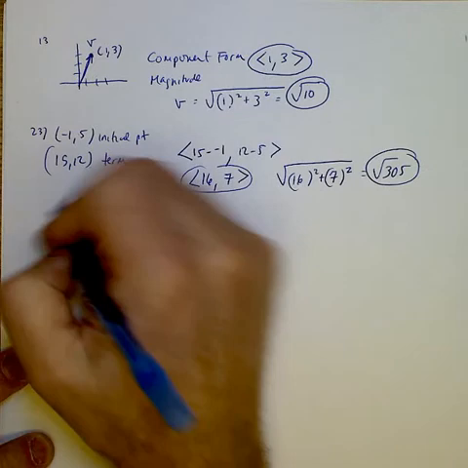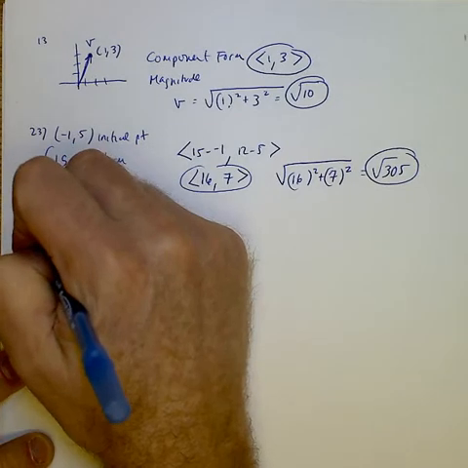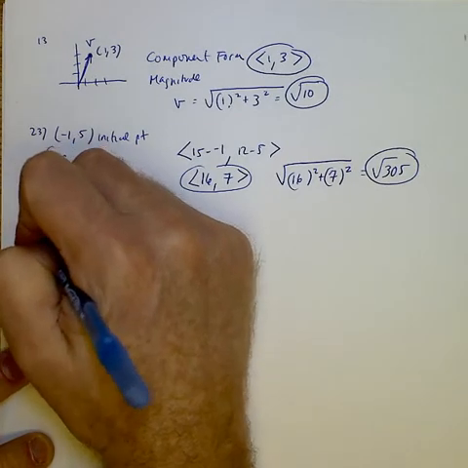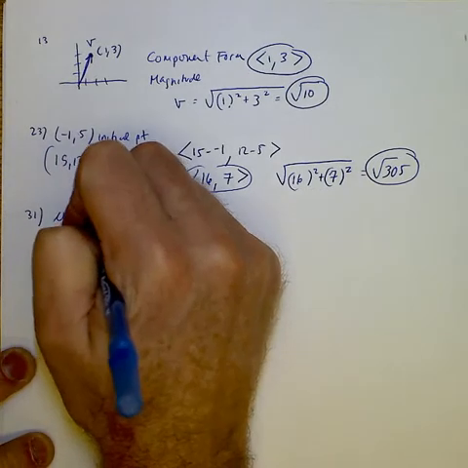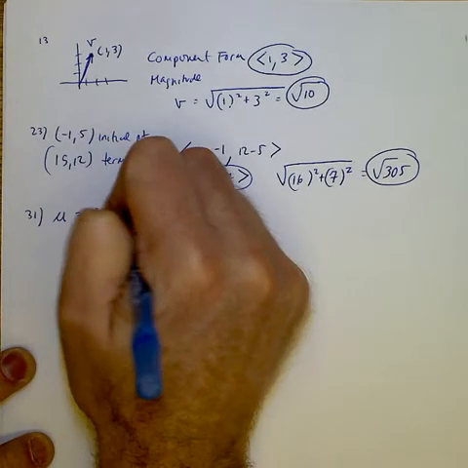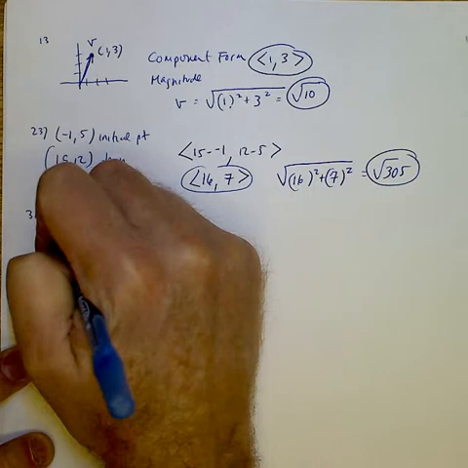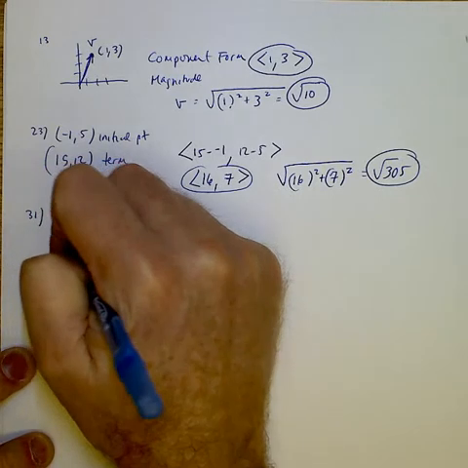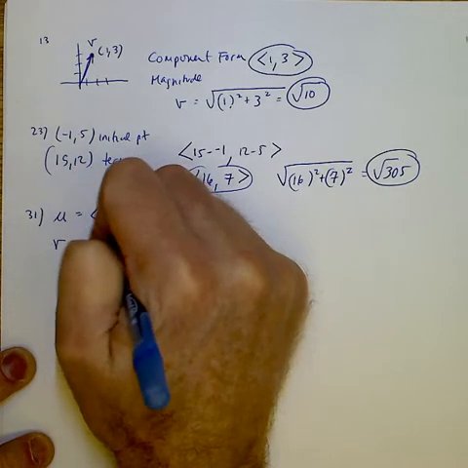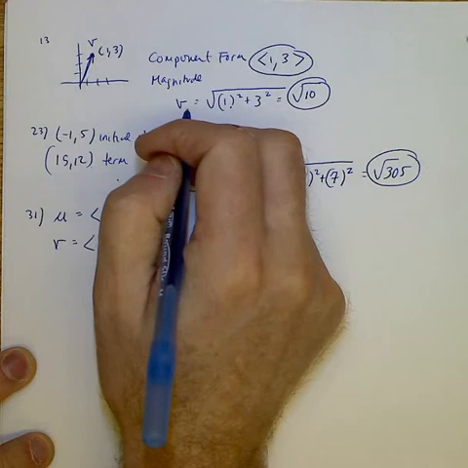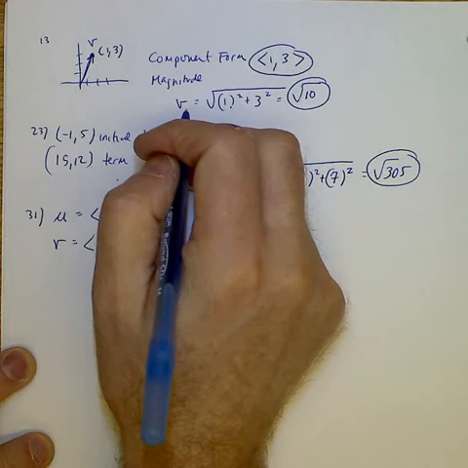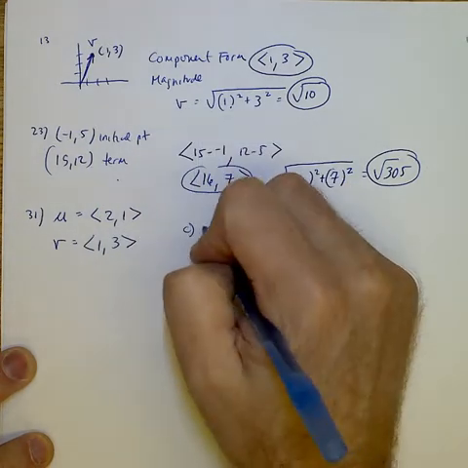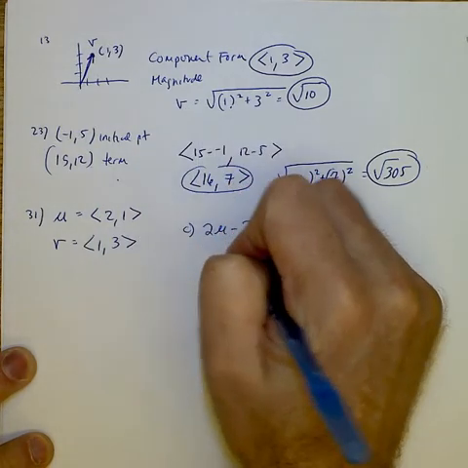Let me go ahead and do number 31 for you. In number 31, you're given a vector u in component form 2 comma 1, and you're given a vector v in component form 1 comma 3. Now in this problem they're asking you to find u plus v, u minus v, and 2u minus 3v and do a sketch. I'll go ahead and do part C, which is 2u minus 3v.